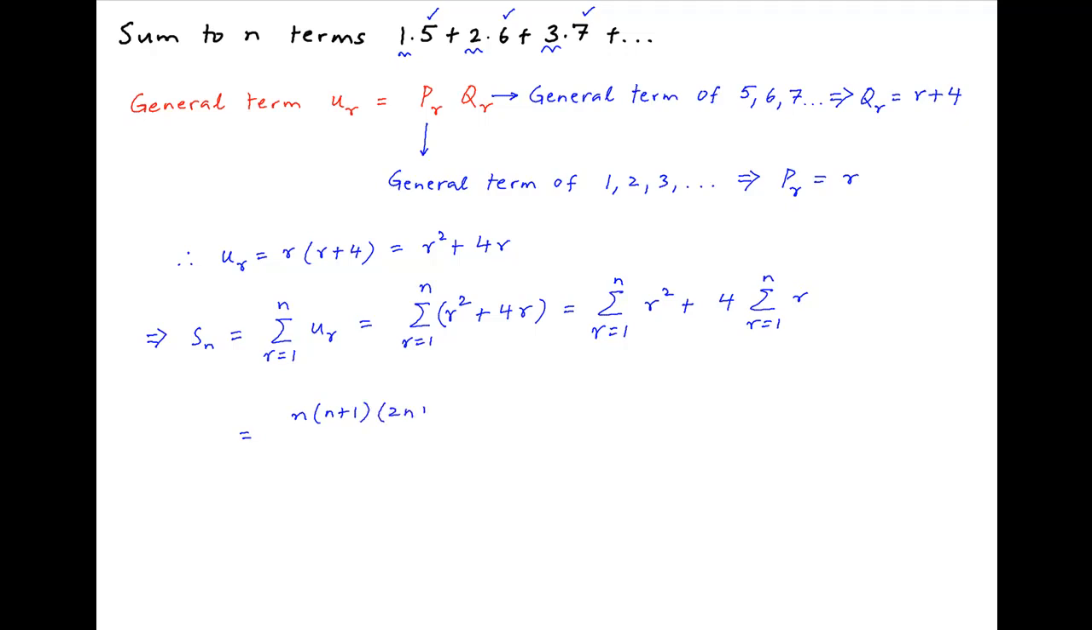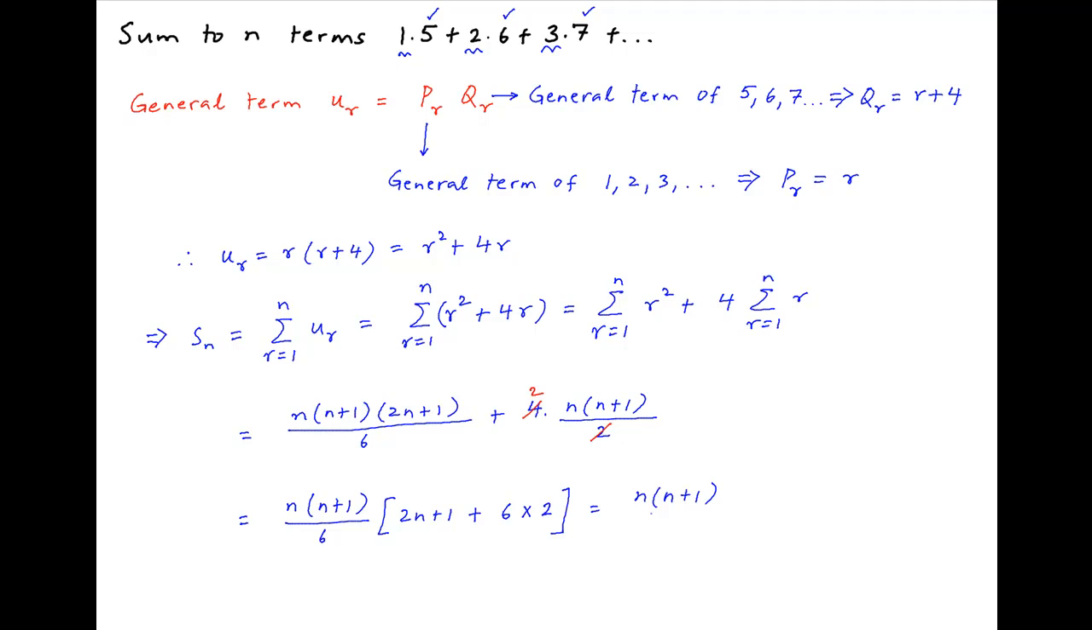Now summation r square is the sum of squares of the first n natural numbers, which is equal to n times (n plus 1) times (2n plus 1) upon 6. Summation r is the sum of the first n natural numbers, which is equal to n times (n plus 1) upon 2. Taking n times (n plus 1) upon 6 common, in the brackets we get (2n plus 1) plus 6 times 2, which simplifies to n times (n plus 1) times (2n plus 13) upon 6, which is the required answer.